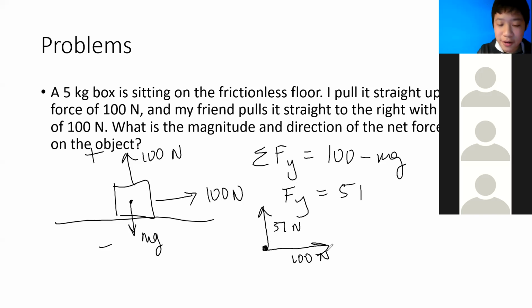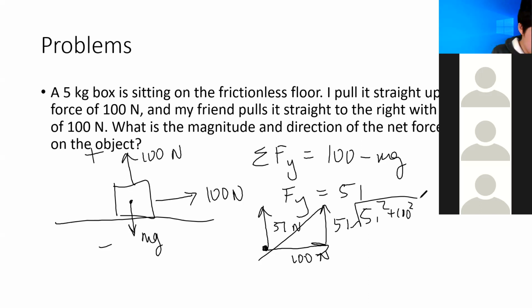Okay, so now I have my two components. I can just use the Pythagorean theorem to make this into a triangle, right? So I'll just do 51 squared plus 100 squared, take the square root of that. Let me just do that real quickly. 112.25 Newtons.